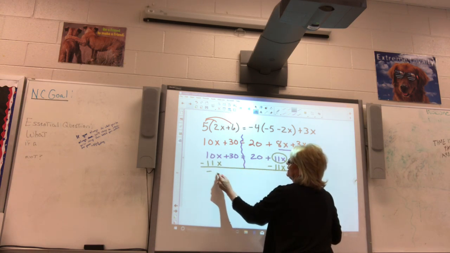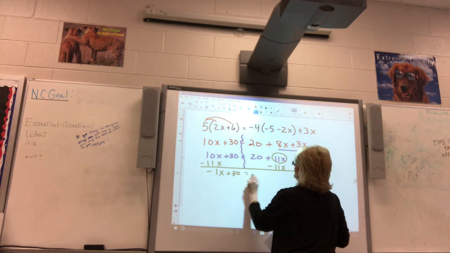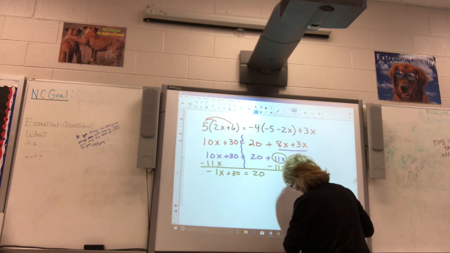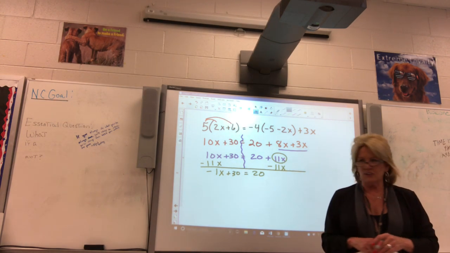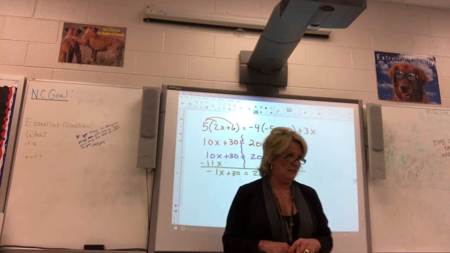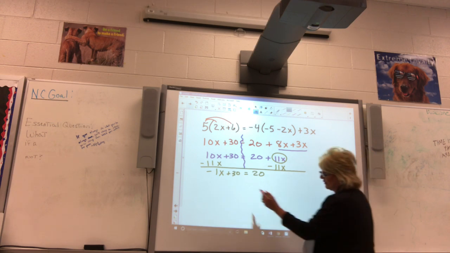Now I have a negative 1x, or negative x, plus 30. Now the next step says to undo any addition or subtraction that you see. Well, I see an addition. I see a plus 30, so I need to undo it.